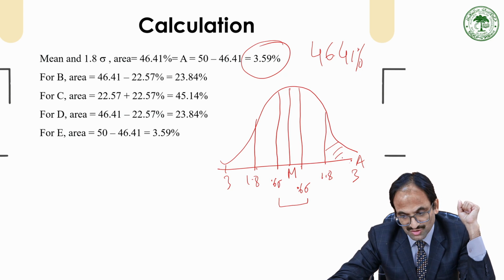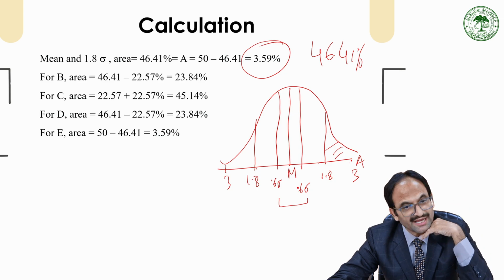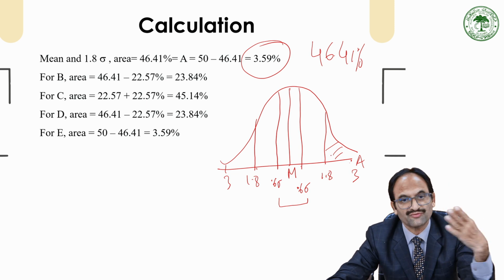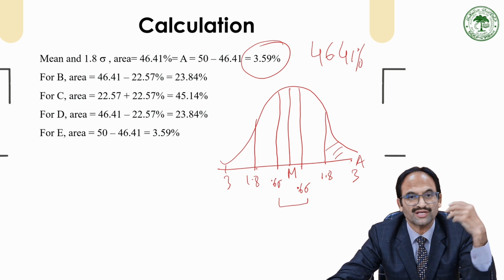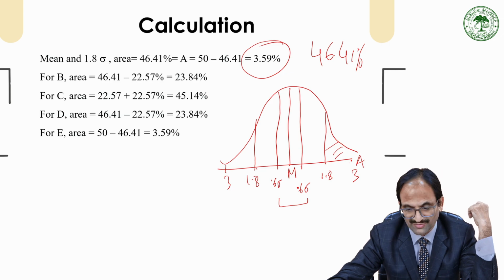So, first you locate this area. This area has been calculated as 46.41%. Now, you have subtracted 46.41 from 50. So, you have got 3.59% area.